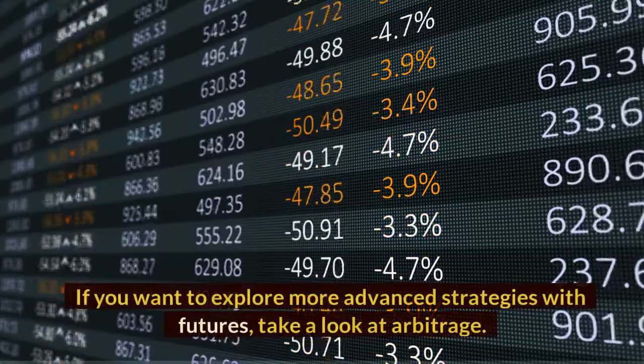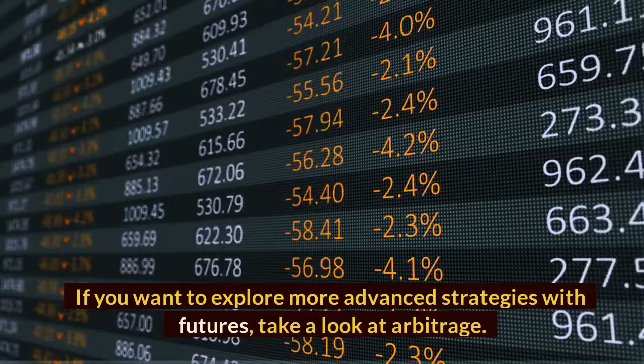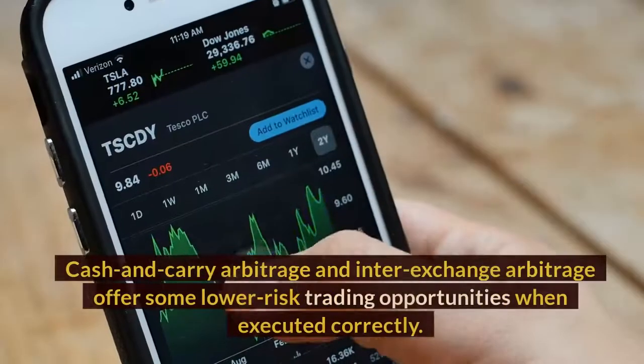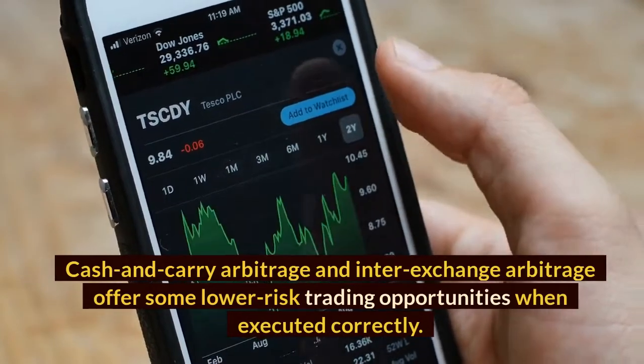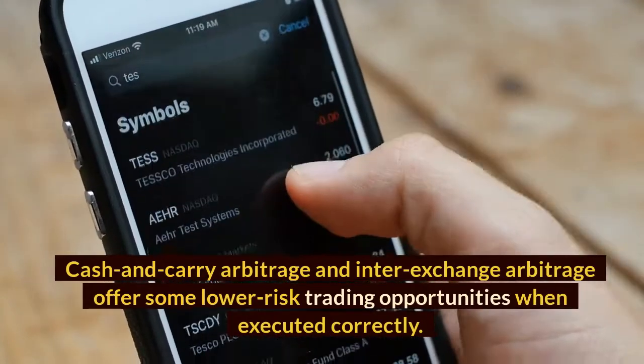If you want to explore more advanced strategies with futures, take a look at arbitrage. Cash and carry arbitrage and inter-exchange arbitrage offer some lower-risk trading opportunities when executed correctly.